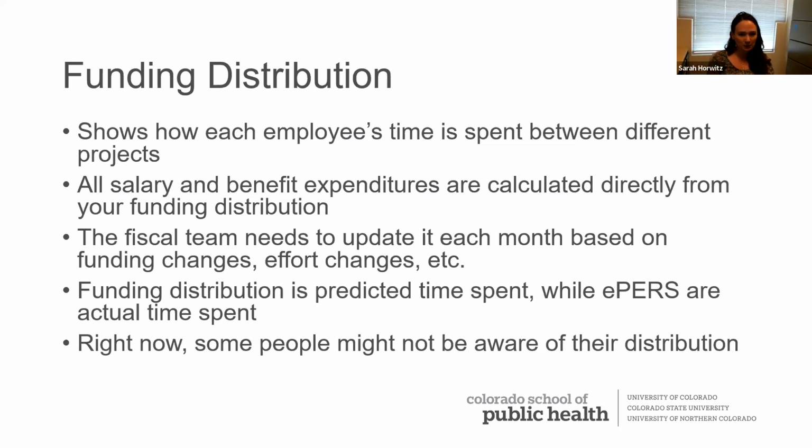And then our EPERs, which I'm always like, why do we have to do both of these? The EPERs are actually confirming that is actually what happened. So we predict what our distribution is going to be, and then our EPERs are looking backwards and confirming that that's correct.